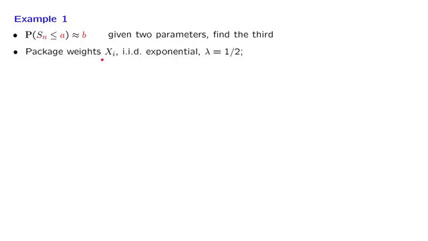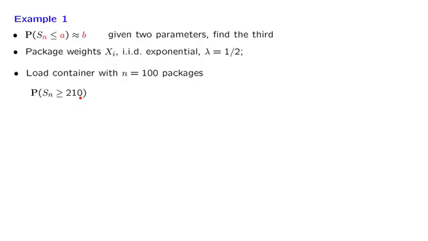Our setting will be as follows. We have a container, and the container receives packages. Each package has a random weight, which is an independent random variable drawn from an exponential distribution with parameter 1/2. And we load the container with 100 packages. We would like to calculate the probability that the total weight of the 100 packages exceeds 210. For example, 210 might be the capacity of the container.